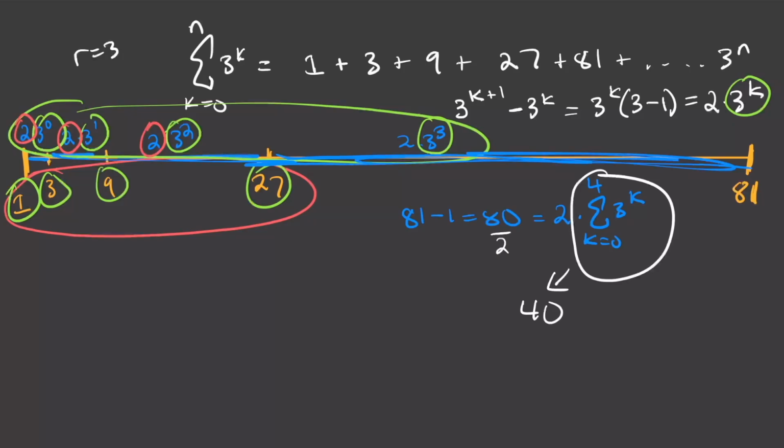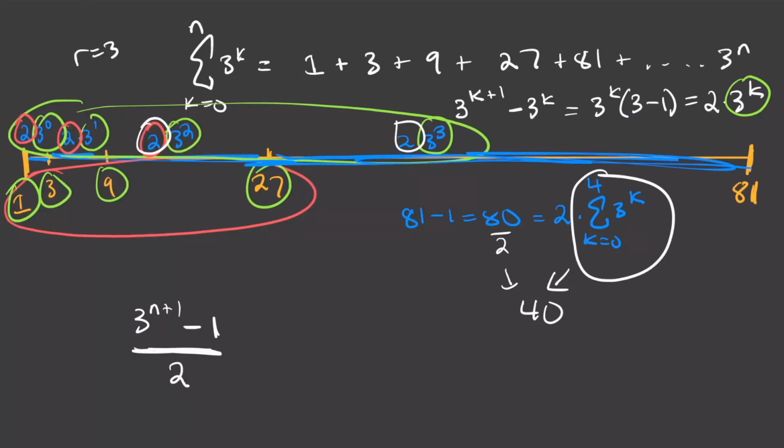80 divided by 2. So now for a general case, when r is equal to 3, all we do is we calculate the next term, which we do by taking 3 to the power of n plus 1. We subtract off 1 to get the length of the blue line, and then we just divide by 2 to get rid of this constant factor.